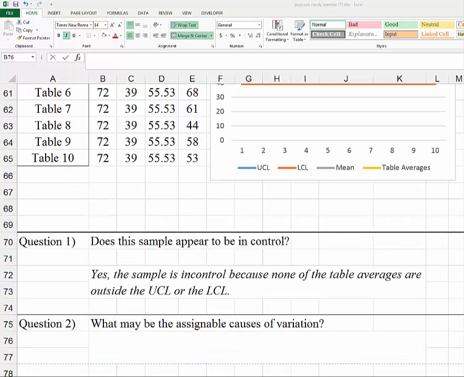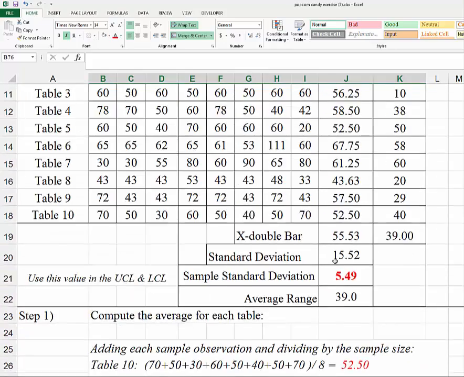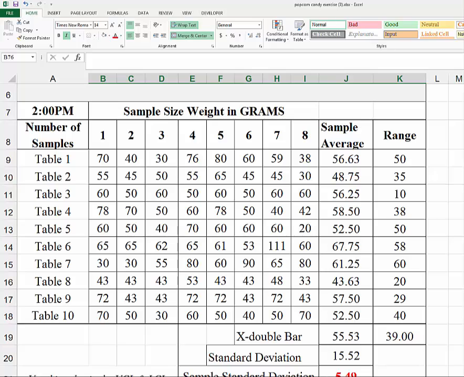Now for this last question, what might be the assignable causes of variation? Since we don't have any variation, you really don't have an answer. In the other class they did have some assignable causes of variation, but let's just go up here and look at this data and see if anything stands out to us.